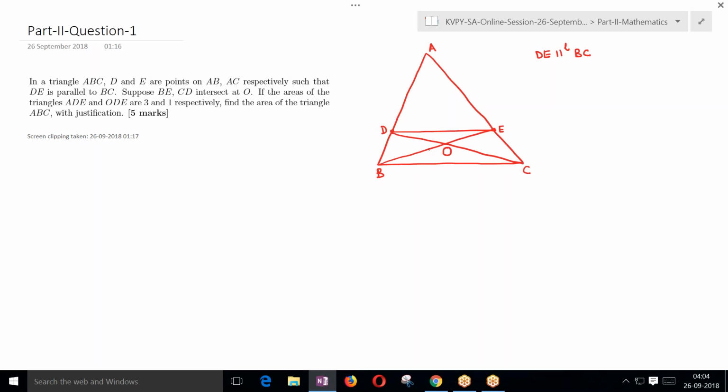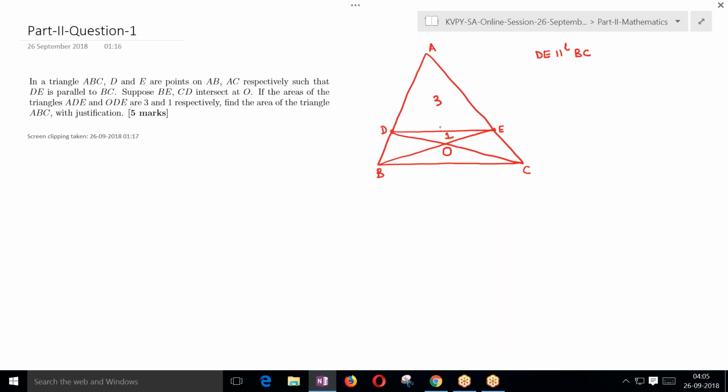If the areas of the triangles ADE and ODE are in the ratio 3:1, so ADE is 3 and ODE is 1, then find the area of the triangle ABC with justification, because it is a 5-mark question. So we need to give a justification.